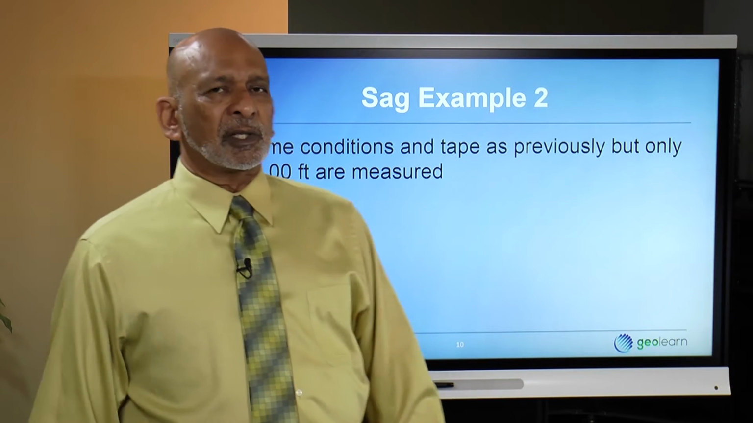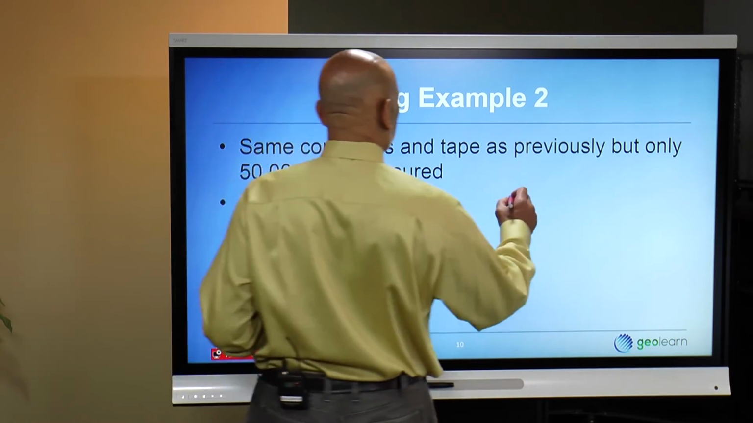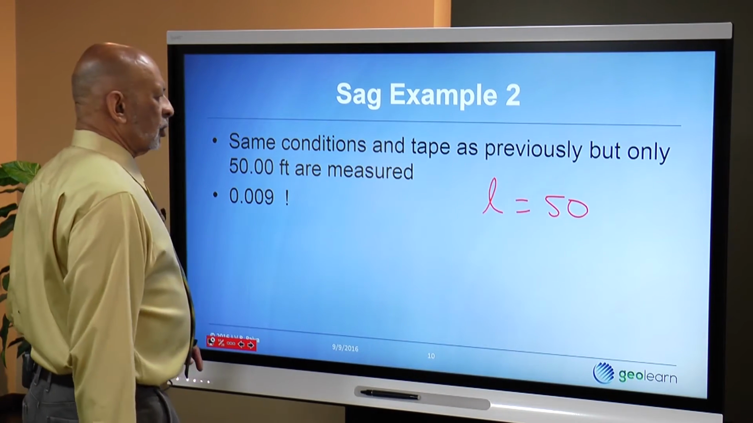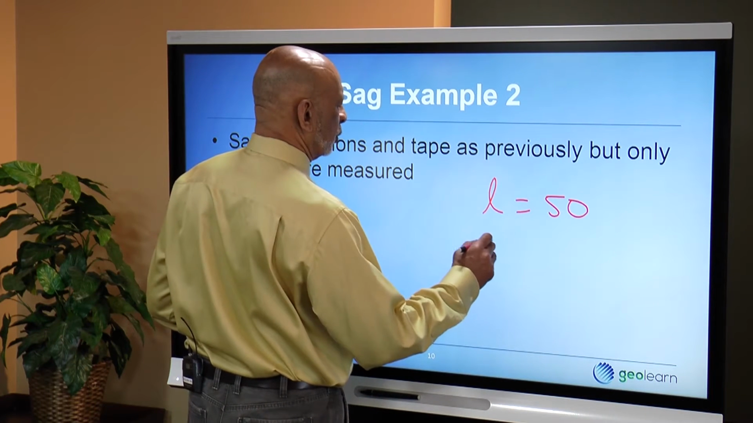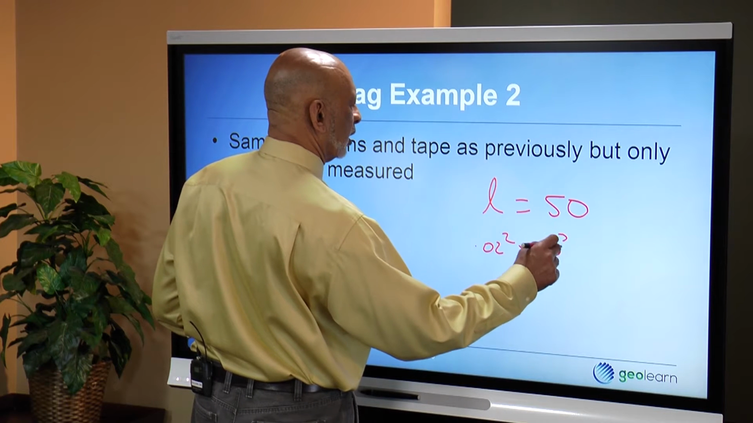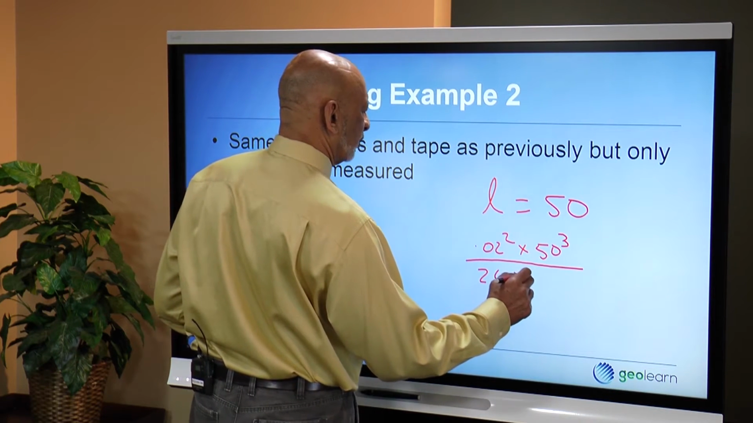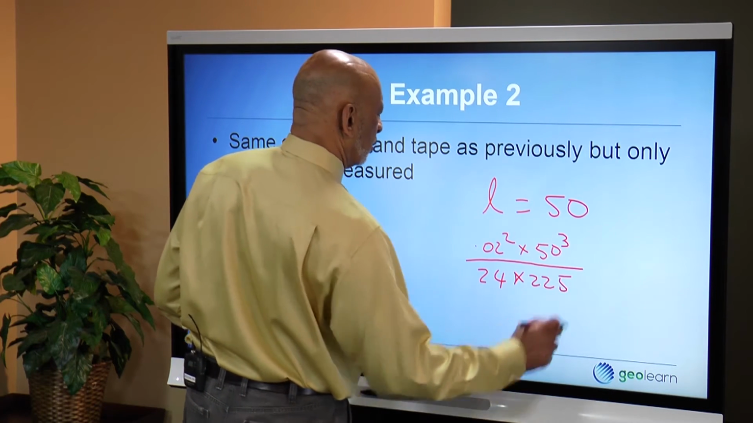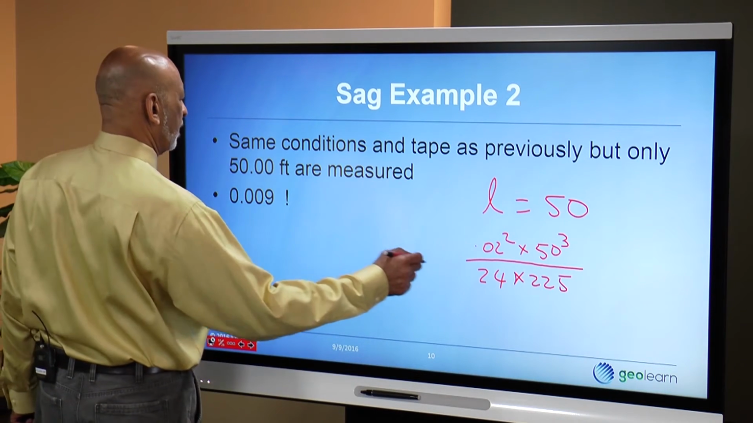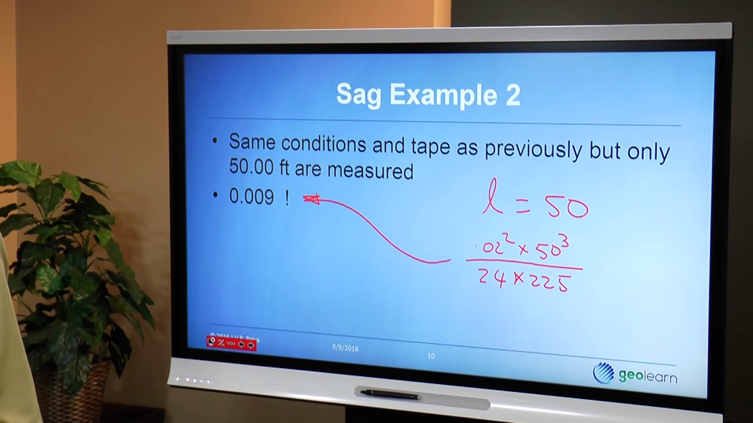Now, I worked out this same equation, but for a 50-foot span. So in this case, L is equal to 50, okay? So the W would still be the 0.02. So we have 0.02 squared times 50 cubed this time. The denominator is the same, so 24 times 15 squared, which is 225. But look at that. In 50 feet, the shortening effect of sag is just a tad under 100th of a foot.